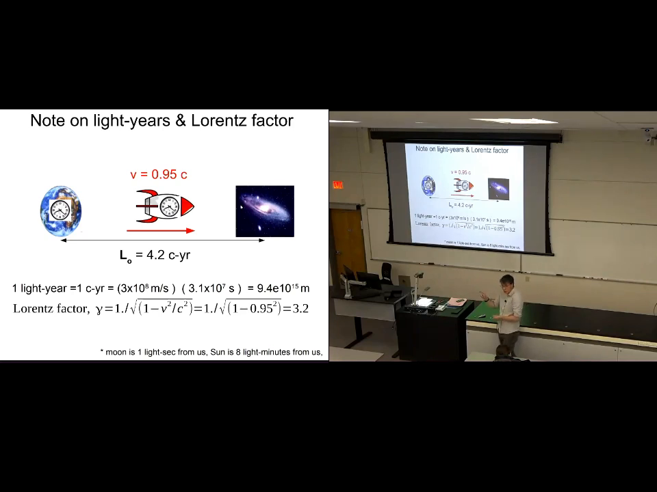Gamma here is 3.2. Time dilation and length contraction here are not small. Your gamma factor is over 3. So it means that time dilation effects are going to be a factor of 3 dilation. Length contraction effects are going to be a factor of 3 contraction. There are big effects at these high speeds of 95% of the speed of light.